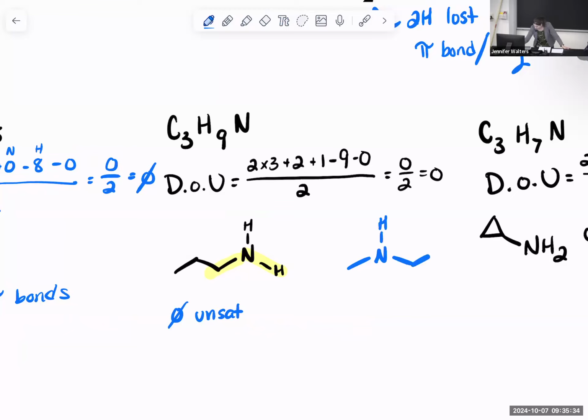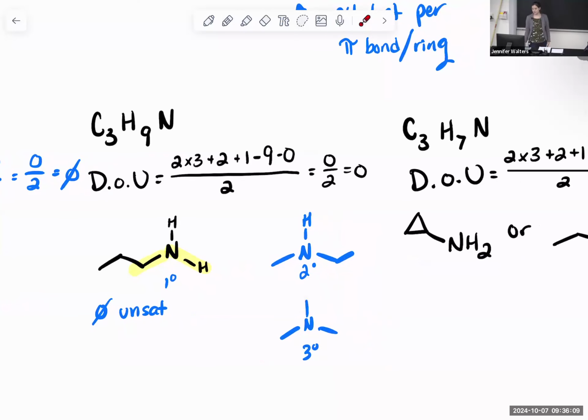I could have had a secondary amine, or I could have had a tertiary amine. My molecular formula doesn't tell me my connectivity, but I do get the indication on pi bonds and rings. So this is the primary amine because your nitrogen is attached to only one carbon. Your secondary amine is attached to 2 carbons. And your tertiary amine is because that nitrogen is attached to 3 carbons. You still have 9 total hydrogens every time you do it.